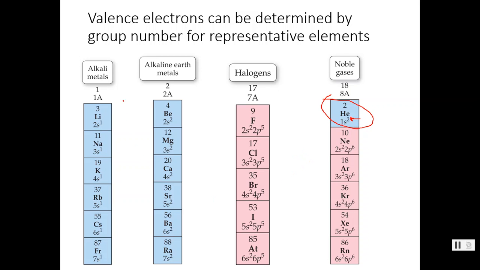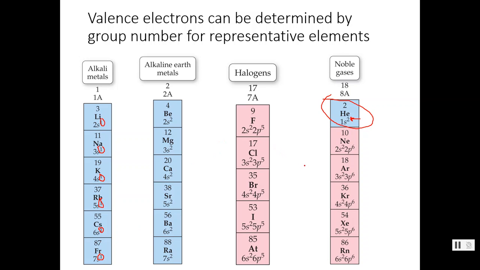So for example, the alkali metals, things like hydrogen, lithium, sodium, potassium, rubidium, cesium, and francium, are all in group 1. They all have 1 valence electron. Same thing for all the elements in group 2: beryllium, magnesium, calcium, strontium, barium, and radium are in group 2, and they all have 2 valence electrons.